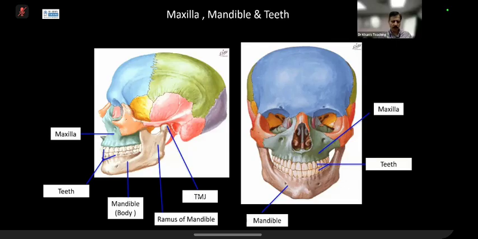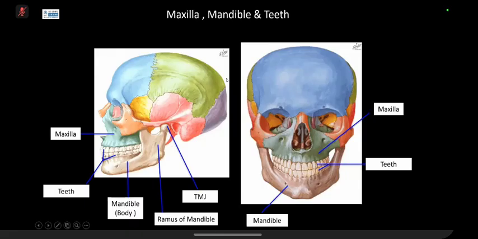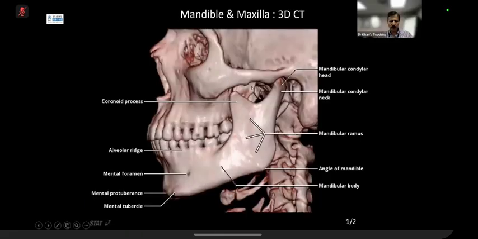So you're correct? Yeah. Okay, so a bit of a teaching mode before I give you a few cases. Now we are just going to cover maxilla, mandible, and the teeth. Can you see my PowerPoint, maxilla, mandible, and teeth? Yeah, I can see. Okay, so for the time being, I'll just continue.